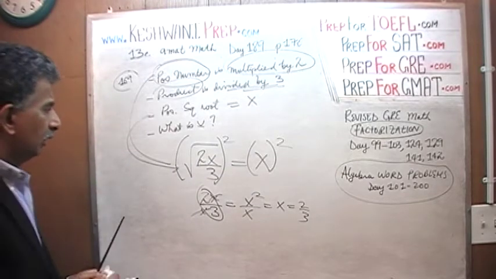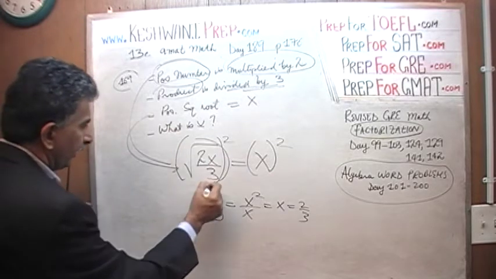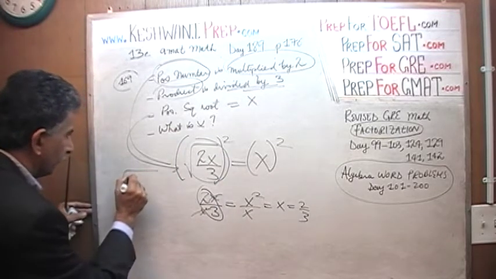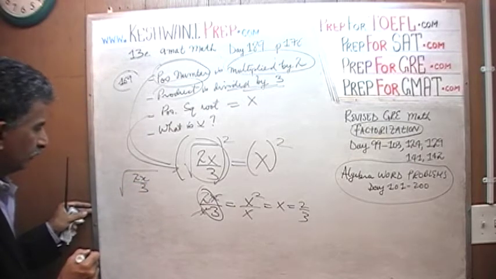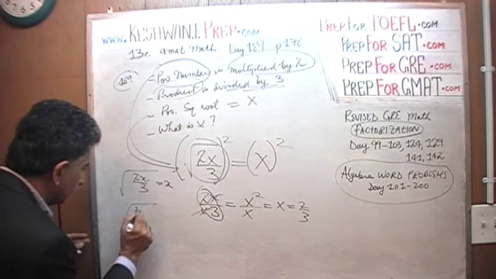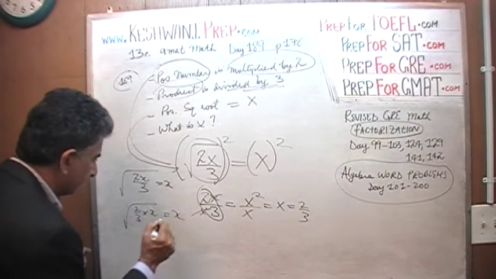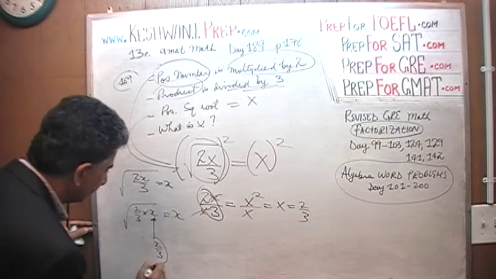We knew that all along because, as I said, don't look at it like this, the square root of 2x over 3. Don't look at it like that. So don't ask yourself what would that be, if that equals x, what would x have to be? Look at it as 2/3 times x equals x, and you will immediately see that x would have to be 2/3. There is no other choice.